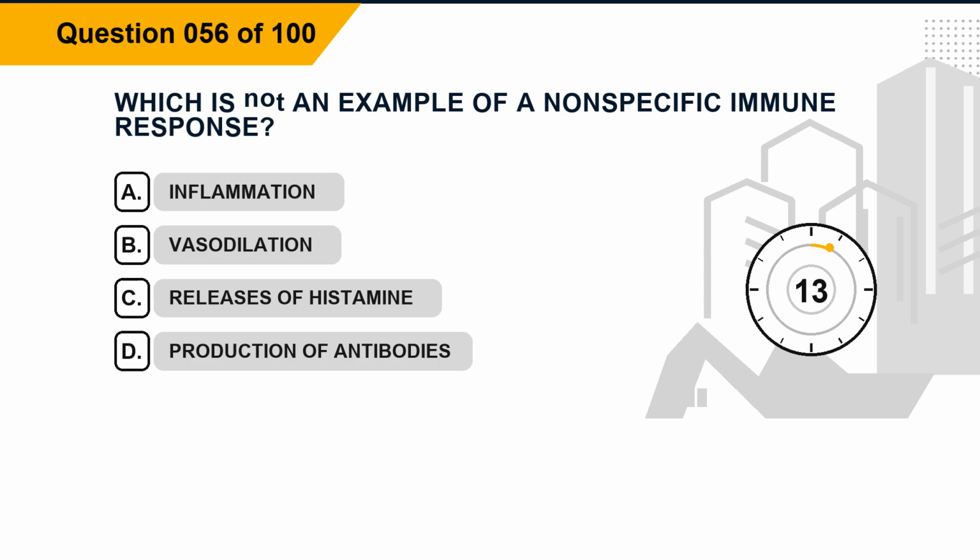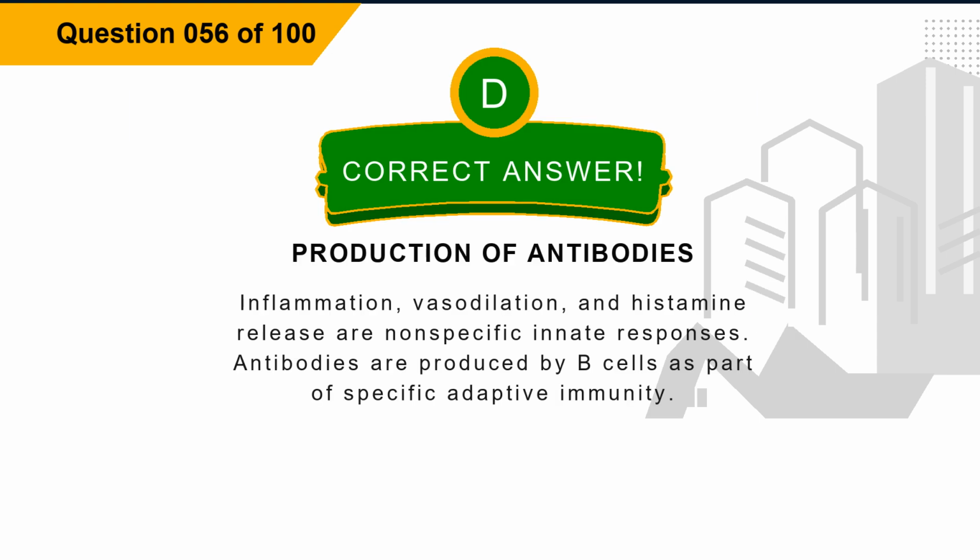Question 56. Which is not an example of a nonspecific immune response? Option A, inflammation. Option B, vasodilation. Option C, release of histamine. Option D, production of antibodies. The correct answer is option D, production of antibodies. Explanation. Inflammation, vasodilation, and histamine release are nonspecific innate responses. Antibodies are produced by B cells as part of specific adaptive immunity.